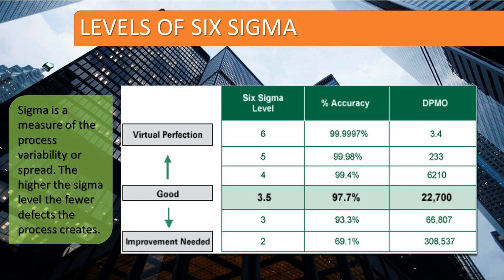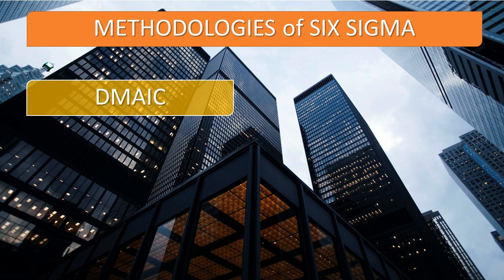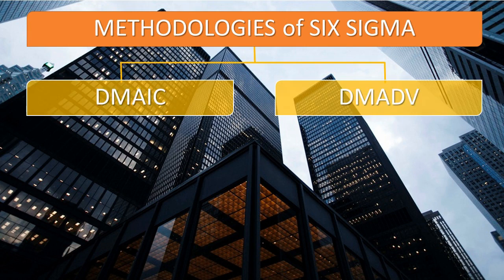Sigma is a measure of process variability. This means the higher the Sigma level, the fewer defects the process creates. Six Sigma has two major methodologies. First one is DMAIC, and the second one is DMADV.